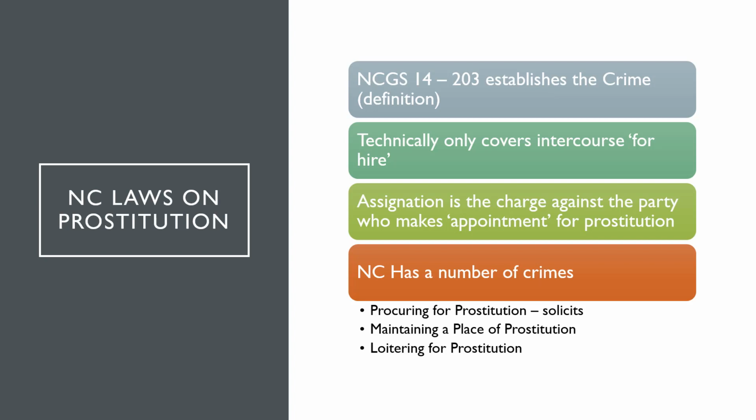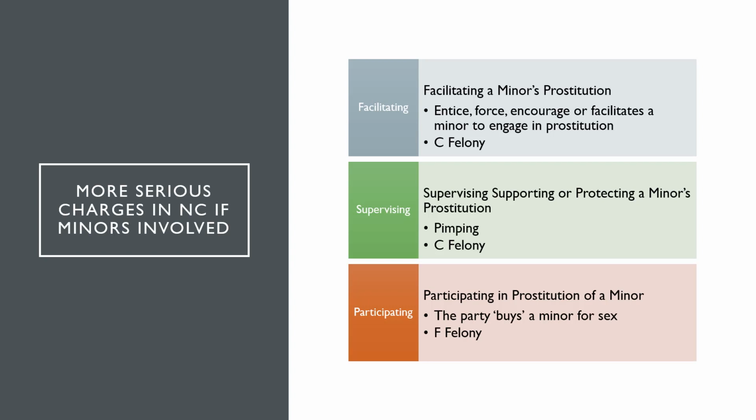North Carolina has a number of crimes. We have the solicitation or procuring for prostitution. We have maintaining a place of prostitution, and we have loitering for prostitution. Now, it is a more serious crime if you're involving minors. And you'll notice that these are Class C felonies, the first two. Facilitating a minor's prostitution, where you entice, encourage, or facilitate a minor, or you supervise or support a minor, or participating in the prostitution of a minor, you buy a minor for sex. It's a Class F felony.